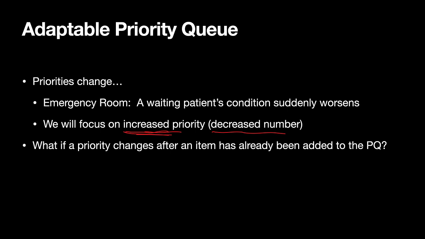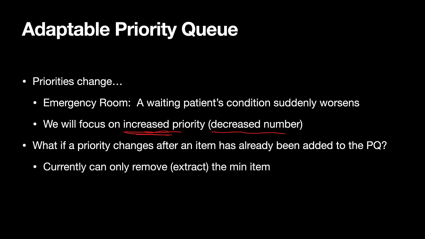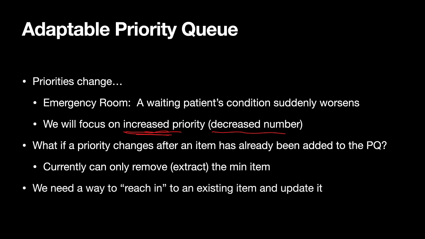Right now, we've only really got one way of removing things from our priority queue and no way of changing things that are already in the priority queue. So currently we can extract items, but nothing more. So we need some way to reach into the existing items in the priority queue and somehow update them. And that update process may force the location to change. If you remember, an item's priority basically dictates where it falls in the heap.